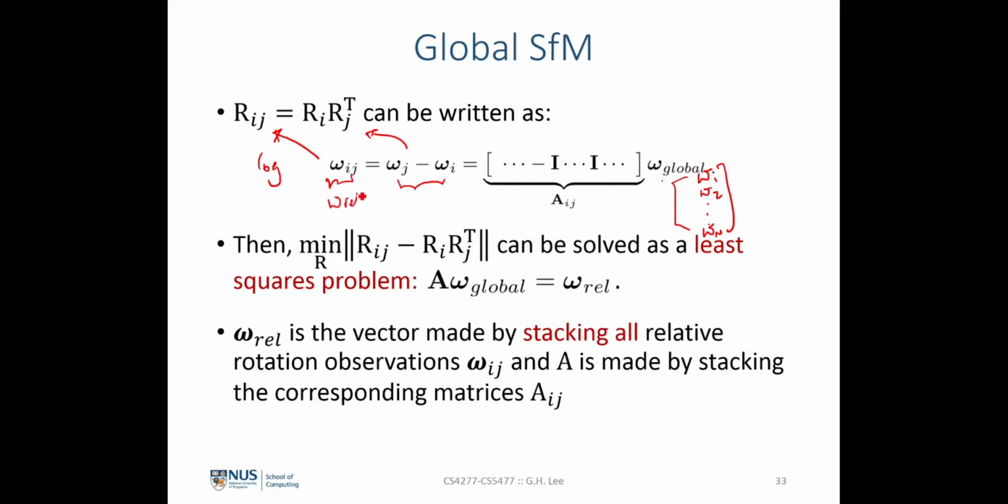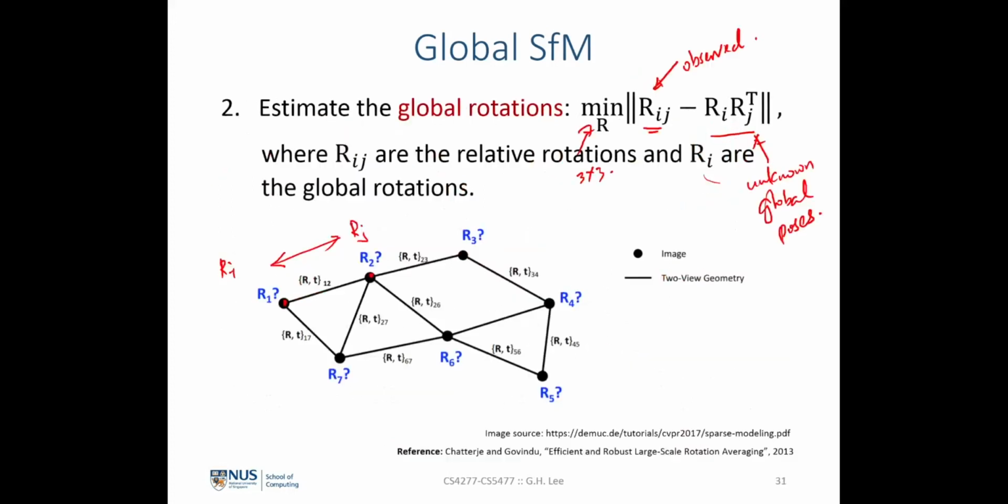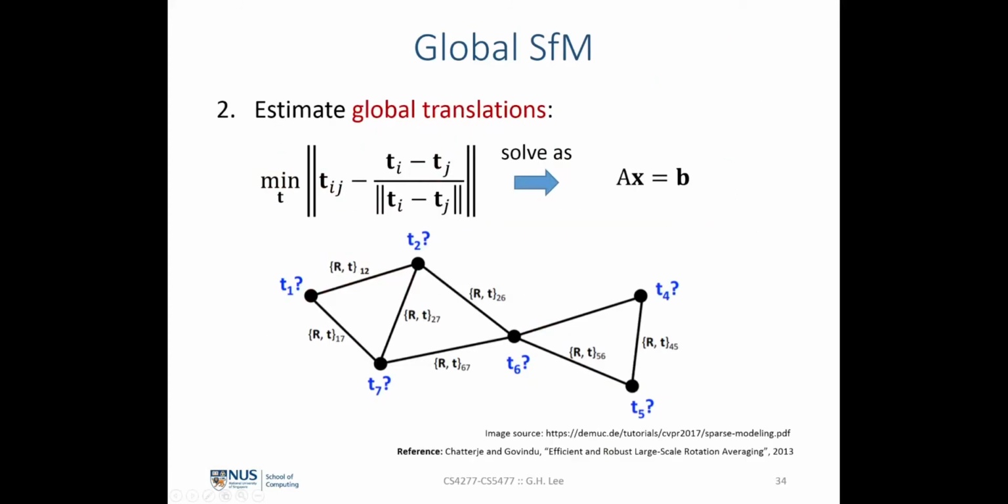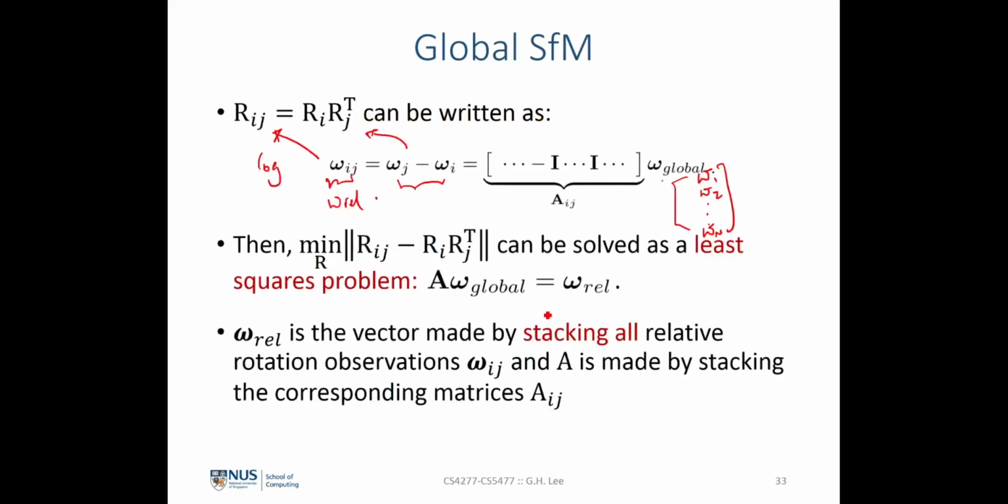This is omega relative, where A and omega relative are simply made up of stacking multiple of these equations together, all the relative poses together. So every Rij over here will give us one equation, and we can do this for every single edge that we have in our scene graph. By stacking all these equations together, we get A omega global equals omega relative. The unknown here is omega global, which we can solve for using a linear least squares algorithm.